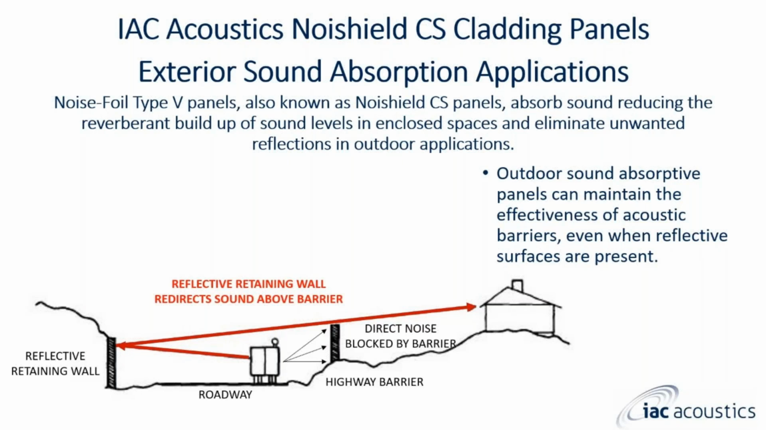However, the presence of reflective surfaces, such as retaining walls or large structures, can reduce the effectiveness of the barrier wall. The reflective surface can redirect sound over the top of the barrier wall, as we've shown in this sketch on the screen right now. Adding sound absorptive surfaces to the reflective structure can improve the effectiveness of the screen and avoid unexpected problems.